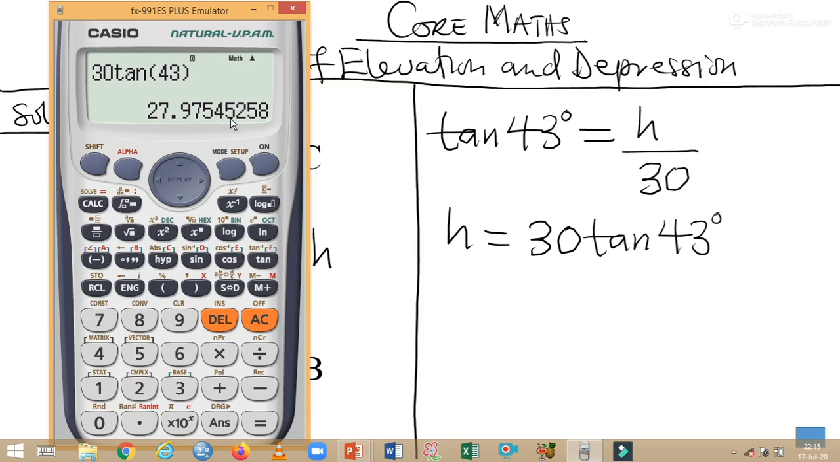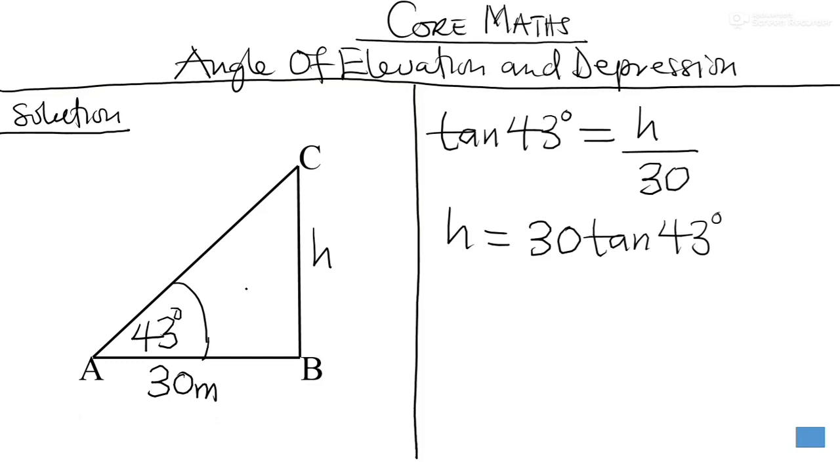So we've gotten to the 4th decimal place. But we have to look at the next number. It is 5. So we have to add 1 to the 4. So we are now going to have 27.9755. Good. So our H is going to be 27.9755. So this is our height.